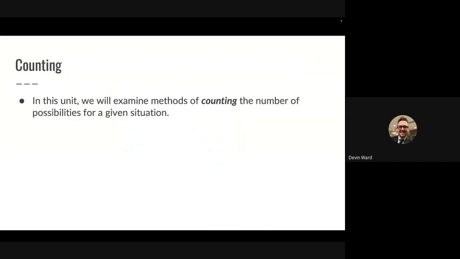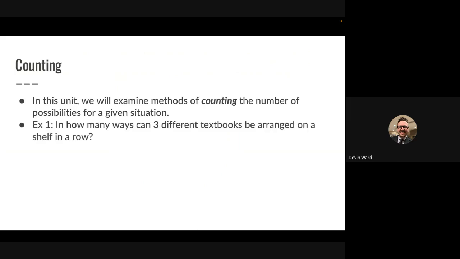In this unit, we're going to examine methods of counting the number of possibilities for any given situation. For example, how many ways can three different textbooks be arranged on the shelf in a row? Say you have a bookshelf here, and on the top shelf, I'm going to put three books. I got one book, two books.